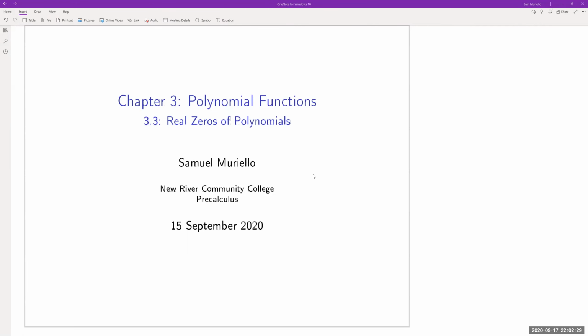Okay, welcome back. Today we're going to talk about Chapter 3, Polynomial Functions. We're continuing with Section 3.3, Real Zeros of Polynomials. In the last section, we talked a lot about how to divide out a root and obtain a smaller polynomial in factored form. What we're going to focus on today is knowing which numbers to try as candidates for the roots, and that will allow us to factor larger polynomials with some success.